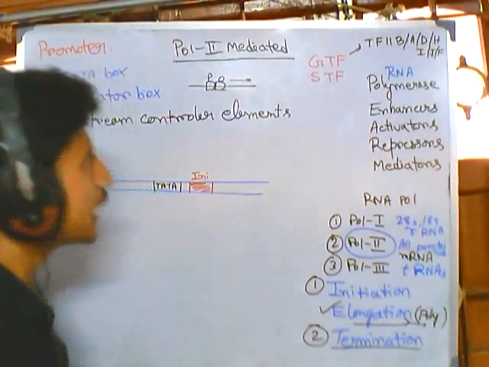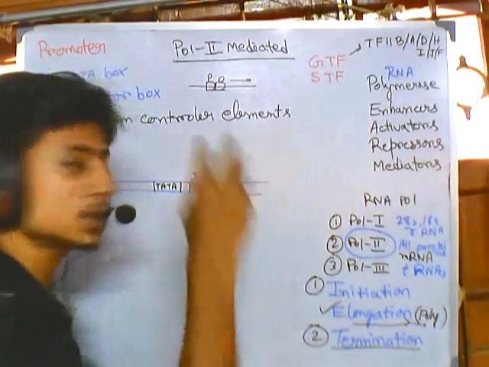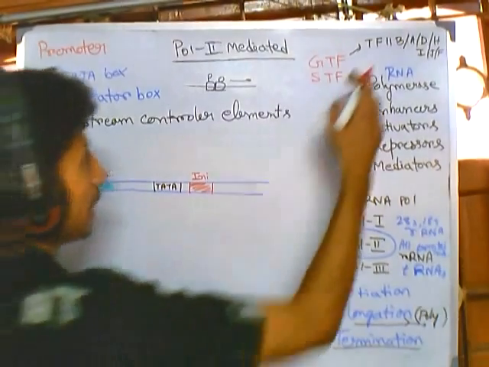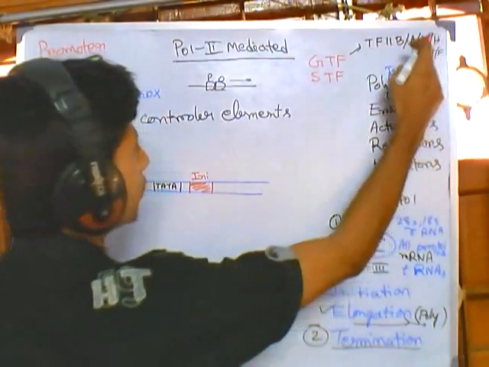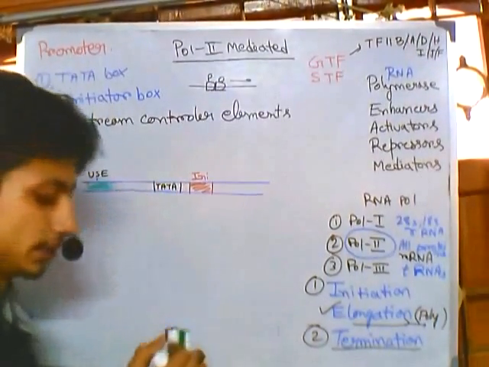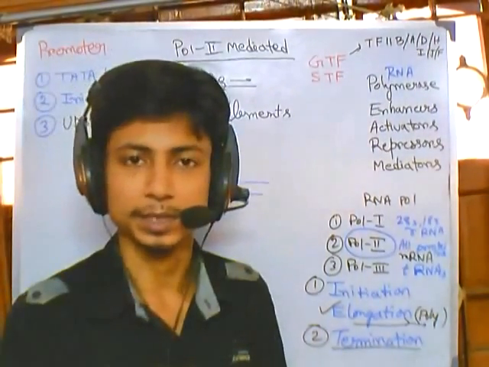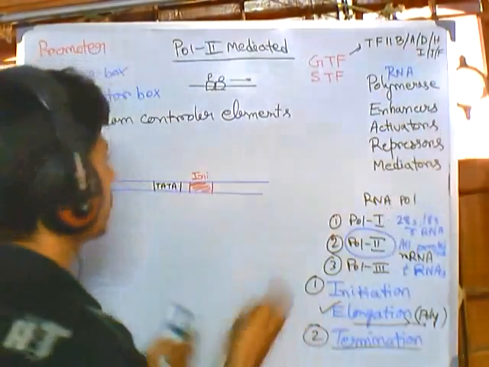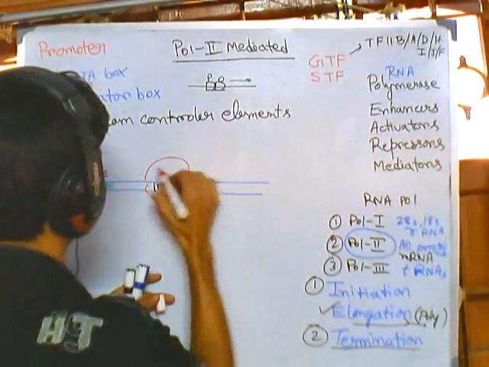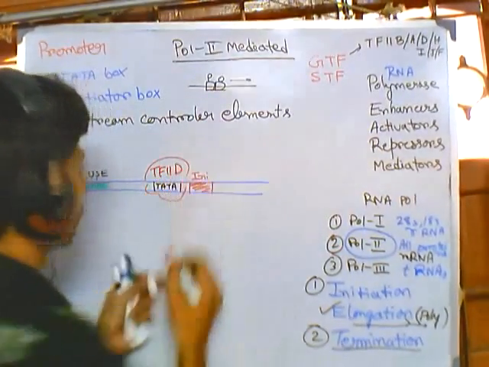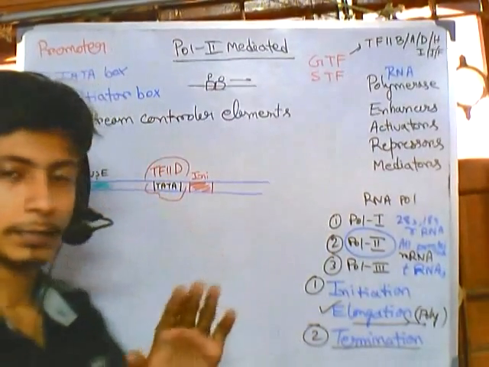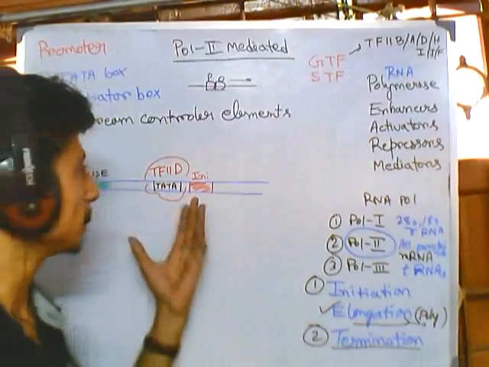So it will bring some generalized transcription factors onto the place. For example, in the very first place, Tf2d comes and is going to bind with this Tata region. Now this Tf2d protein, let me write it here, is a really important protein. It has many subunits that combine together to make this large protein.